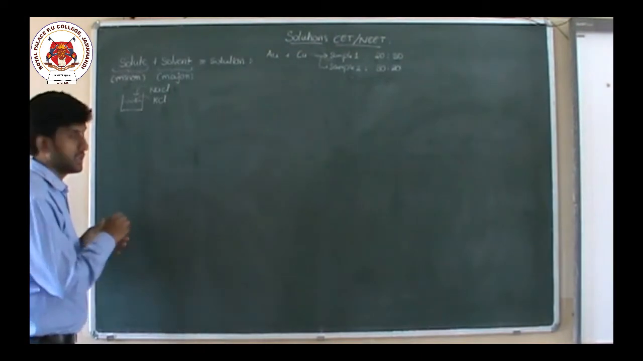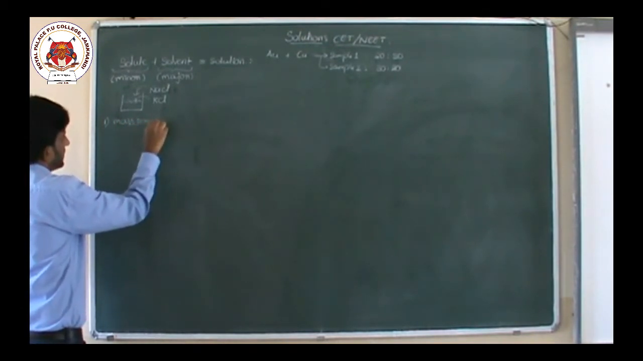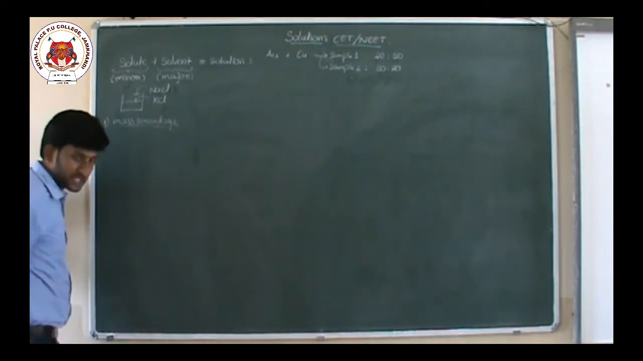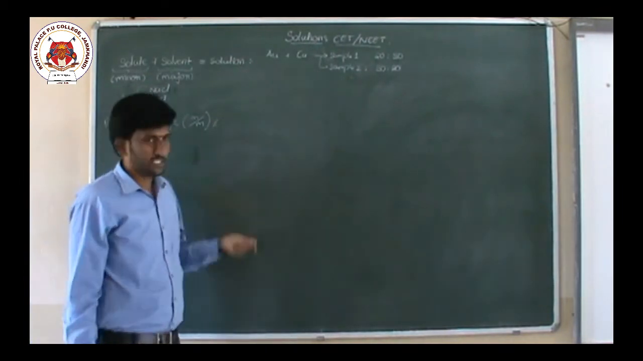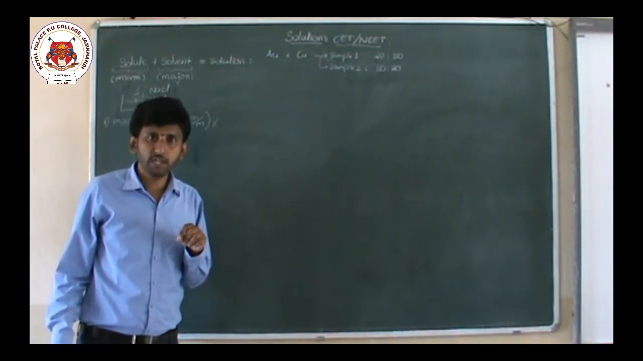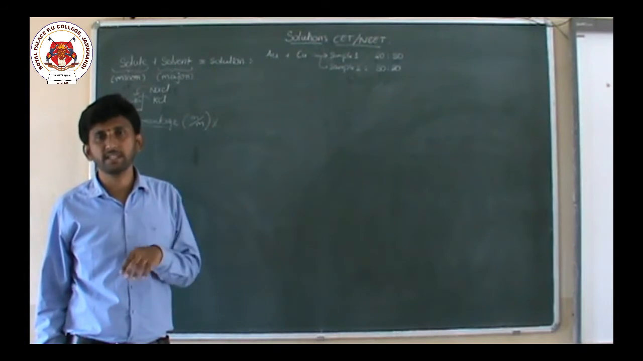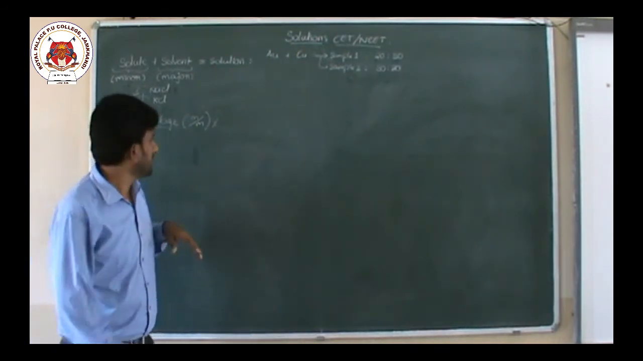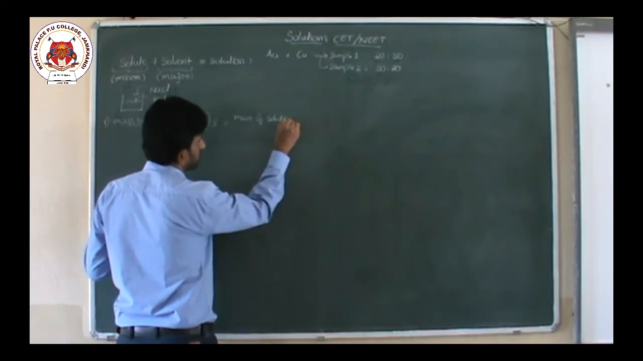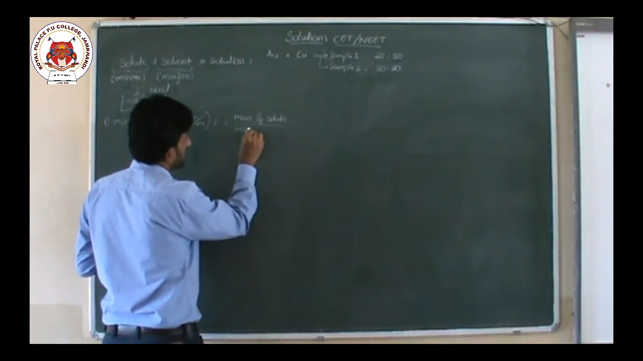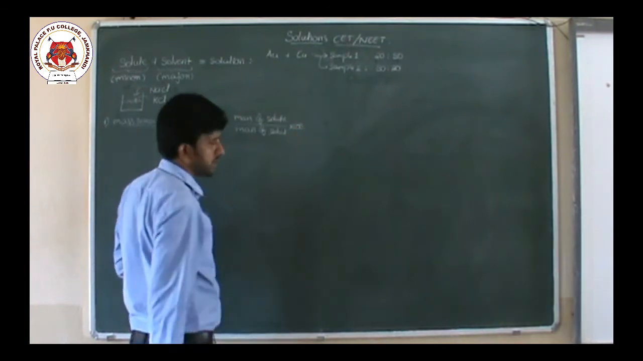In that, the first one is mass percentage. Mass percentage is also called weight by weight percent or w/w percent. If you consider both the solute and solvent in grams, or in kgs or in milligrams, both considered by weight only, then it is mass percentage. It is given by the formula: mass of the solute by mass of the solution, into 100.